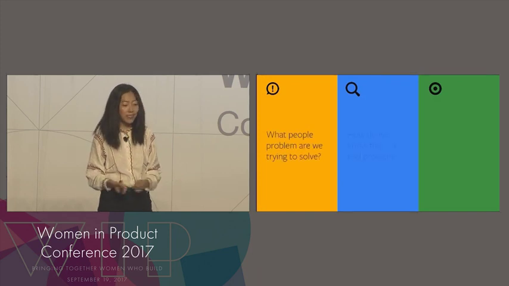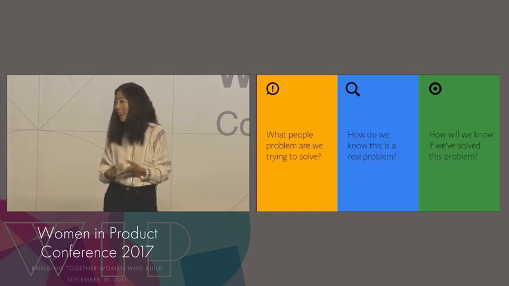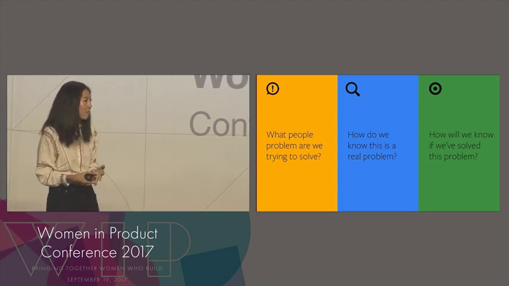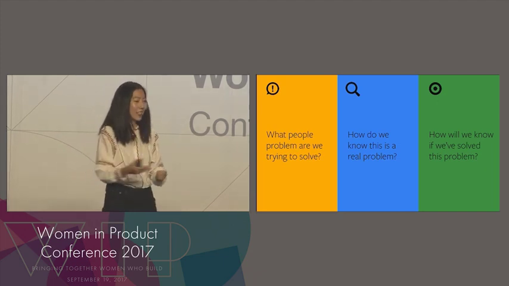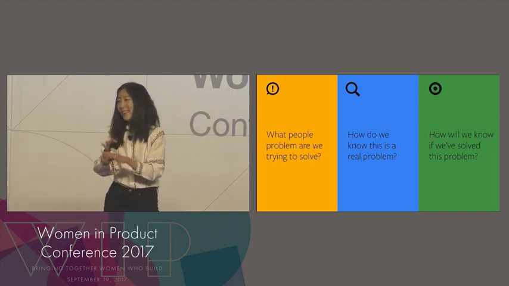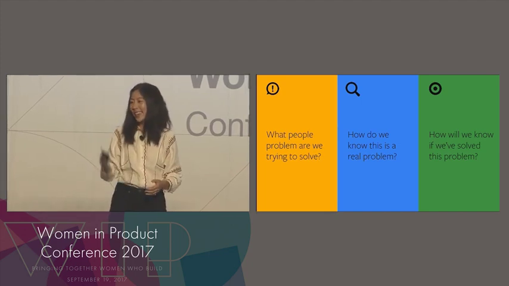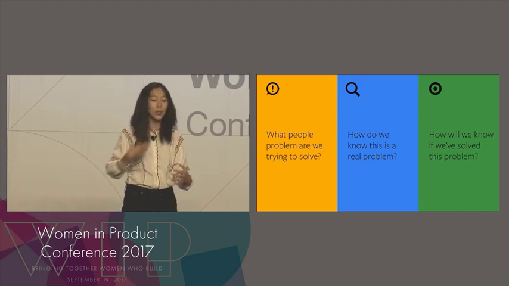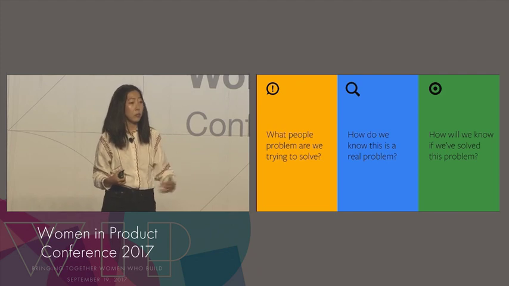So that's the framework. It sounds pretty simple. What people problem are we trying to solve? How do we know if this is a real problem? And how do we know if we've solved the problem? But the other thing I want to talk about is it isn't just that you do this and then you end and we're done. As we all know, building products is a cycle, right? And so you build something, you put it out in the world, you learn something new, you go back to the people problem. You go back to asking yourself these three questions over and over again.